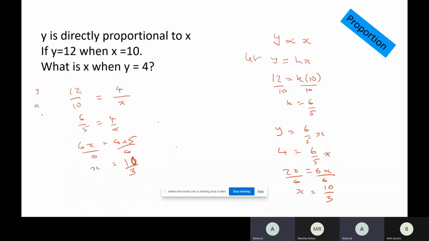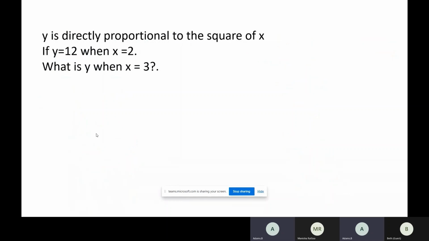Students really do, when they learn the method, just find it's absolutely fine. You could say, what about when we have proportional to the square of? Well, it's exactly the same. I get them to write it in the margin just so they're reading it off, but 12/2 squared is equal to y/3 squared. So 12/4 is equal to y/9. 3 is equal to y/9. y is equal to 27. So it's much easier than the traditional method.